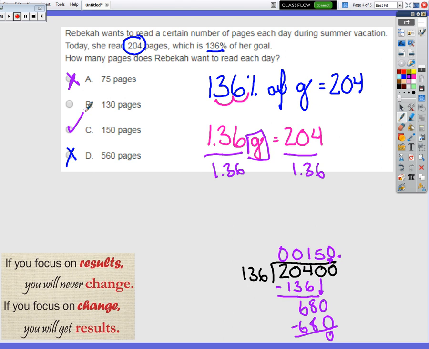The book, she was supposed to read just 150 pages a day. She was so into the book, she read 150. Good for her. Or 204, excuse me. All right, last one.